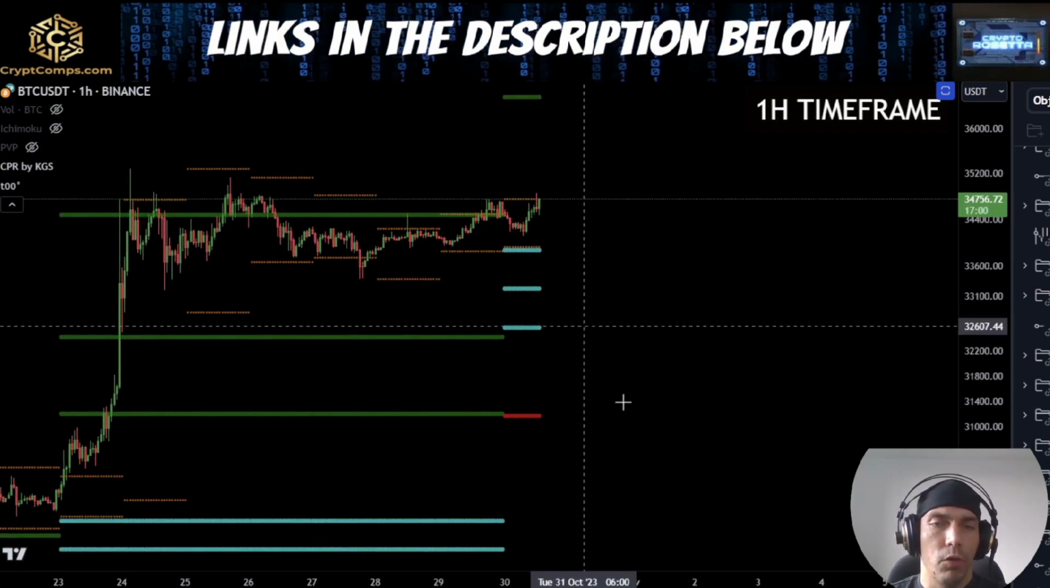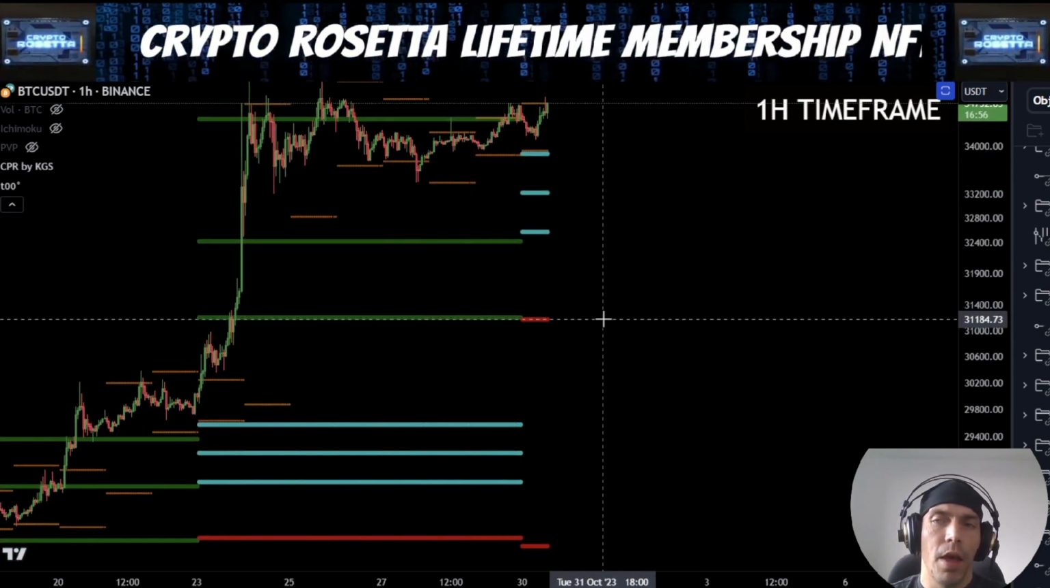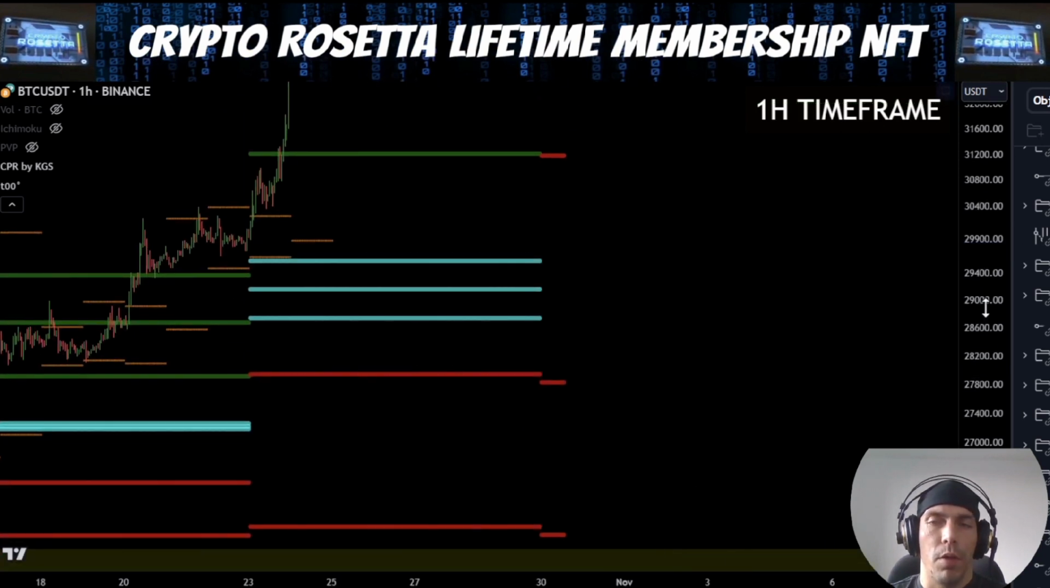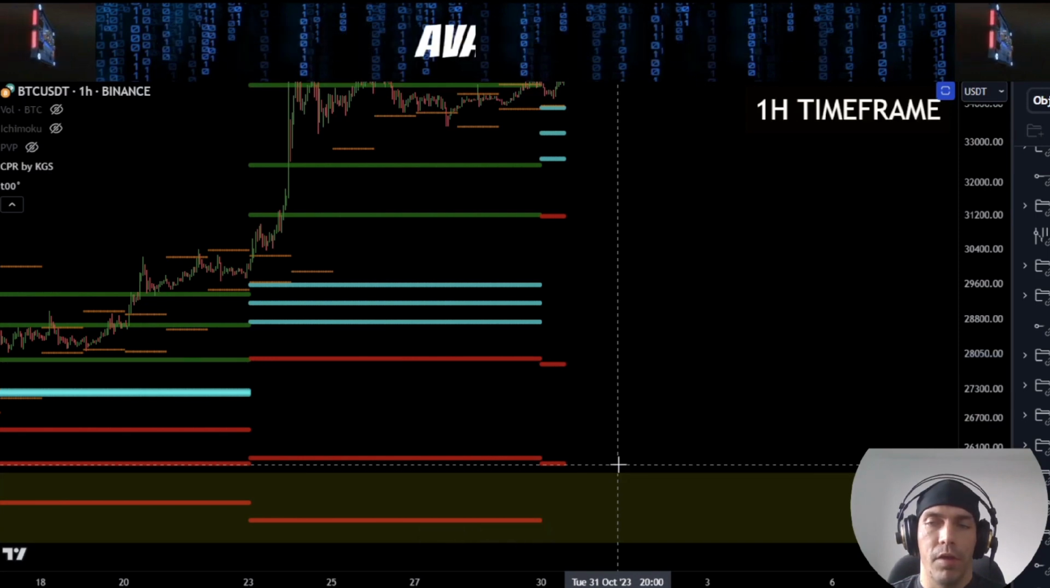If we lose these central lines, I'm going to be looking out for a potential retest of this S1 line here at this 31,184. If we lose that zone, then we have lower targets here for this week of 27,860 and this 25,751.